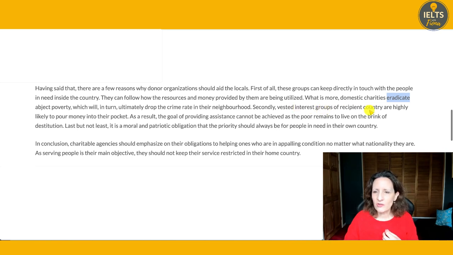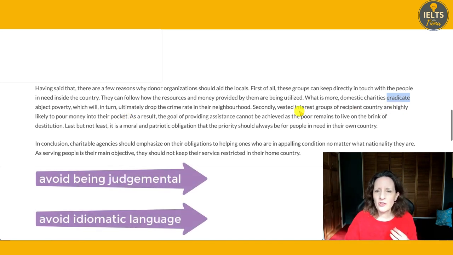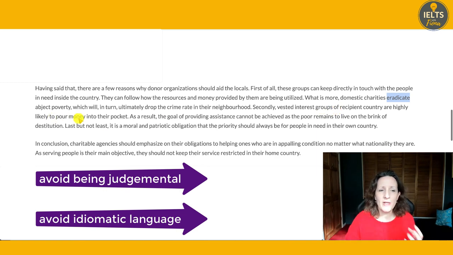Secondly, vested interest groups of the recipient country, so you need an article here, are highly likely to pour money into their pocket. One pocket? Pockets? It seems quite judgmental to assume that people will keep the money for themselves. I understand that governments possibly do not direct the money to the people, so you could suggest it, but it seems a little unfair to suggest that they would put all the money into their pocket. Again, it's an idiom, and it's a little judgmental.